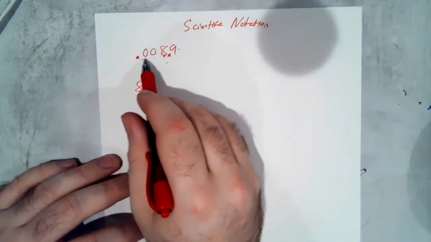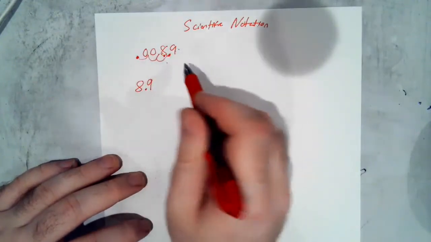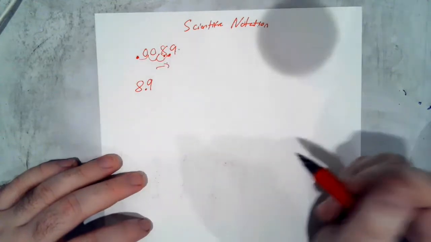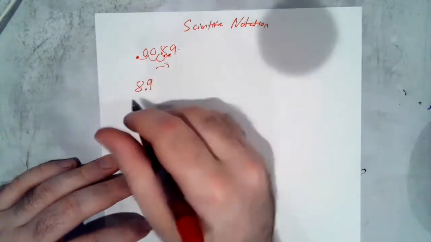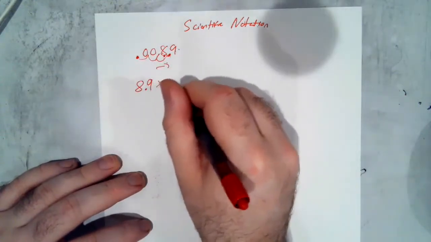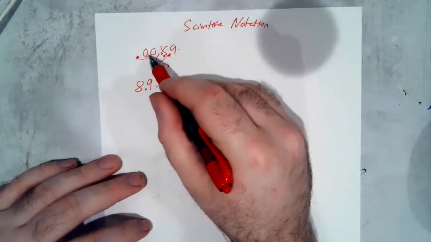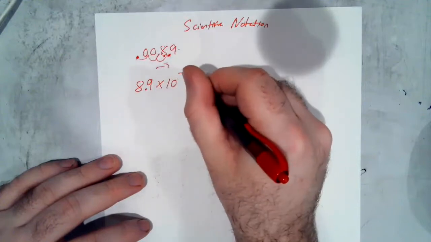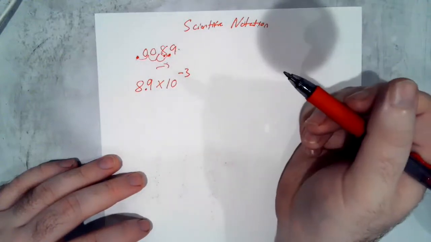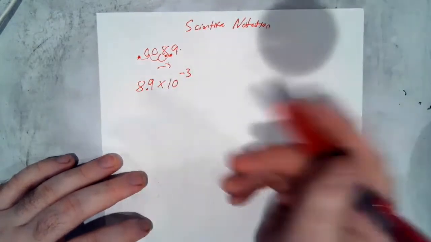Well, you move 1, 2, 3 spots to the right. So that's going to become important in a little bit. So first of all, we obviously have 8.9 times 10 to the, and we moved 1, 2, 3 spots to the right. So we're going to put -3. Now let's test this. Let's see if we actually did it correctly.